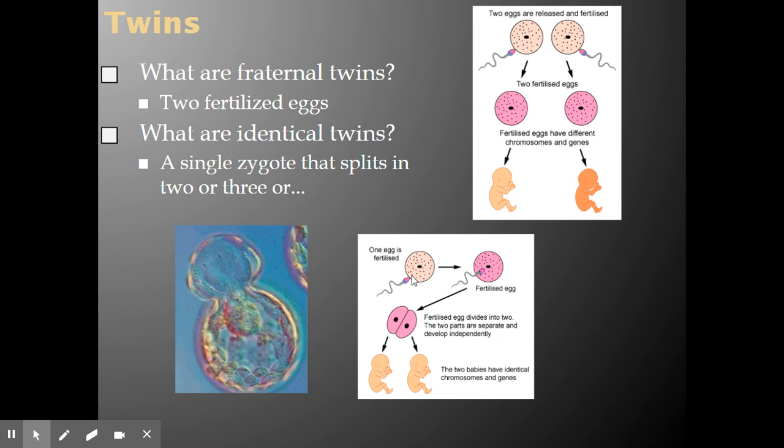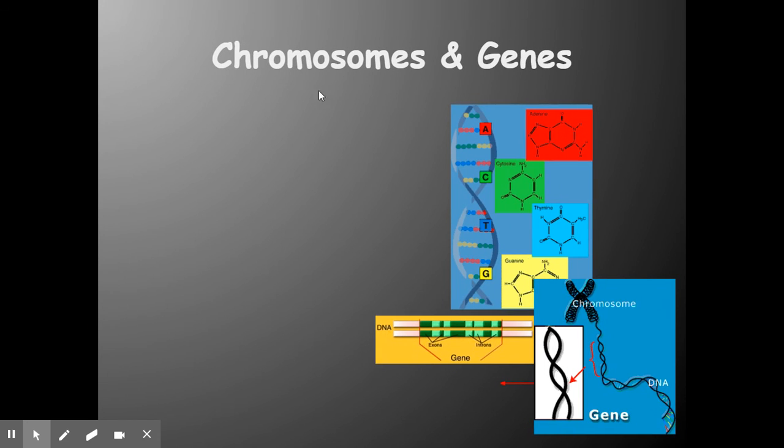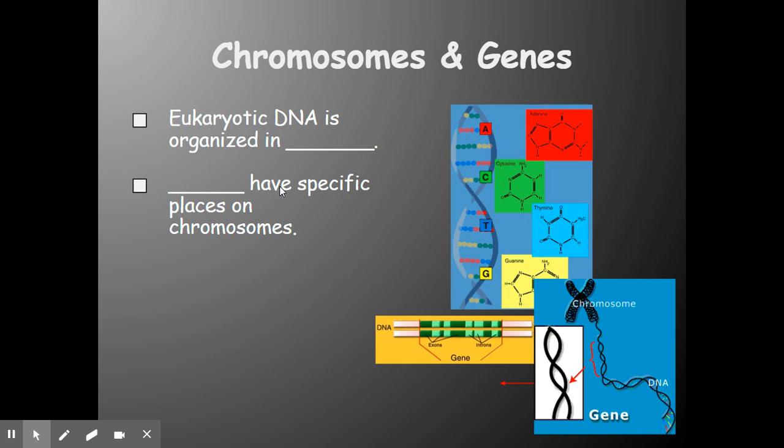That's kind of fun. And then lastly, looking over chromosomes and what genes are. So eukaryotic DNA is organized into chromosomes. Okay. Genes have specific places on chromosomes. Genes have specific places on your DNA, on your chromosomes. And then our chromosomes carry these genes.